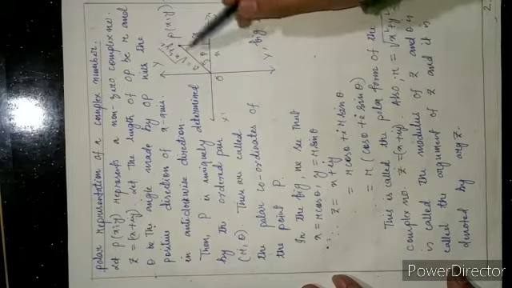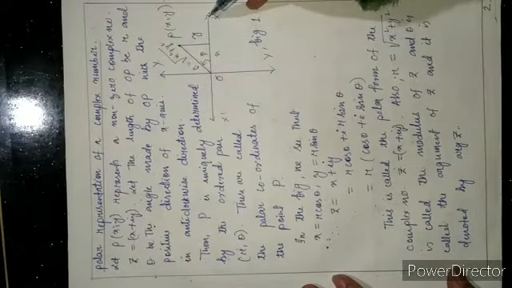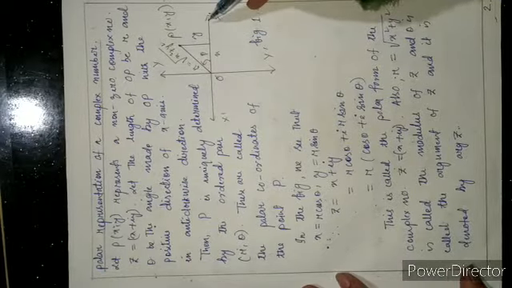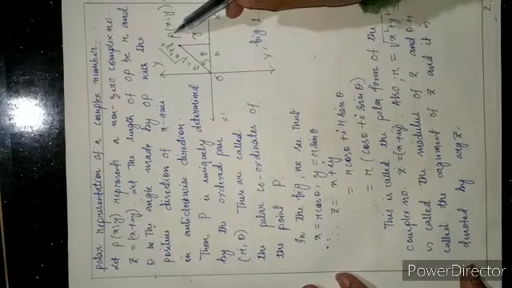Theta is the angle made by this line OP with the positive direction of x-axis in anti-clockwise direction. Then this point P is uniquely determined by the pair.